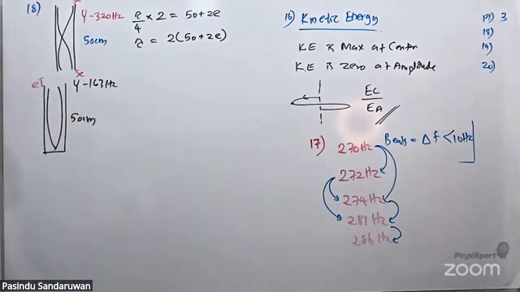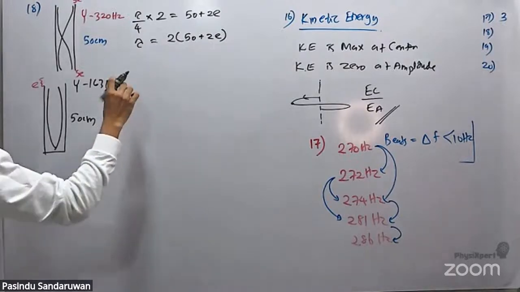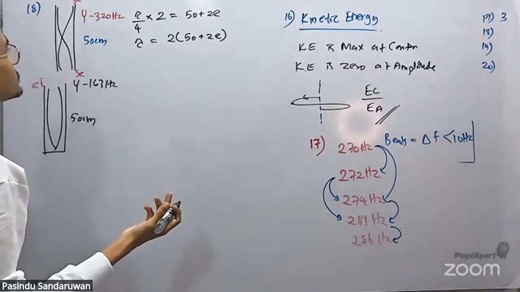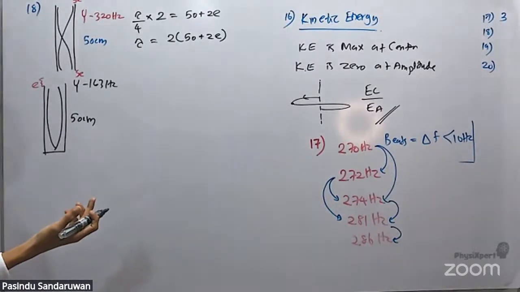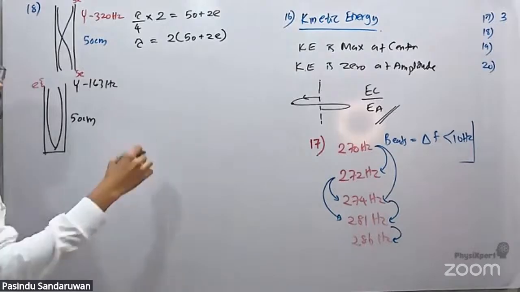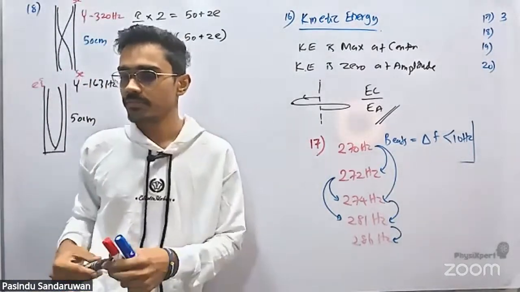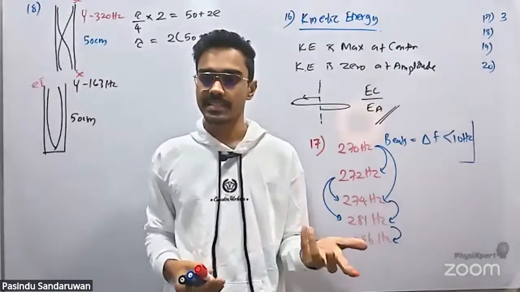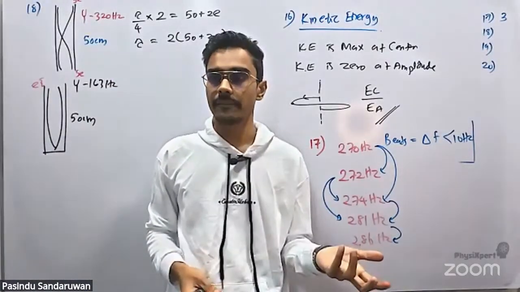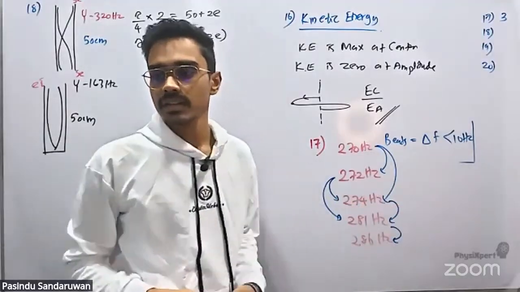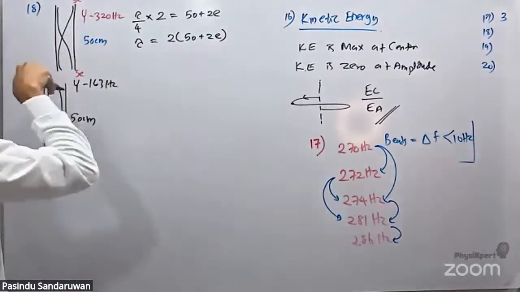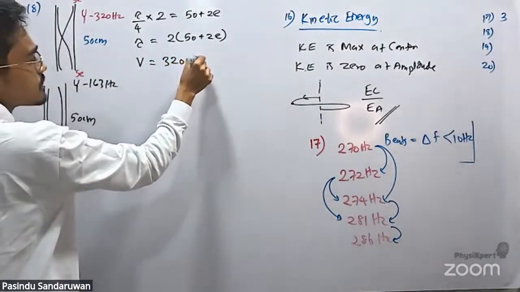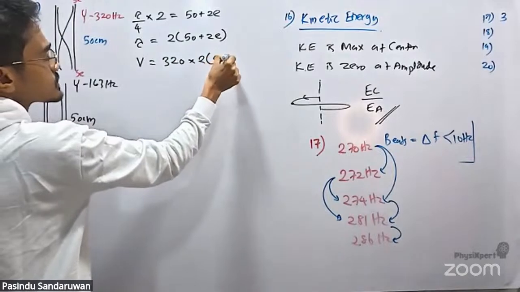Right. Then if we use V equals F lambda, now we know V remains same, no? V remains same because V of a tube is gamma RT over M. If temperature remains same and molar mass remains same, V is same. Now in this case, F is 320 times lambda 2 times 50 plus 2E.